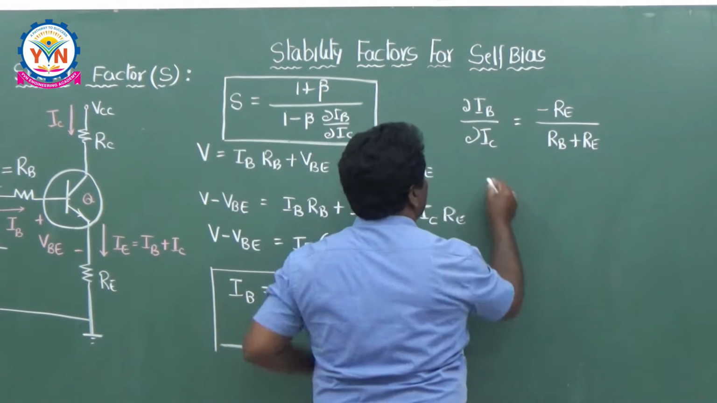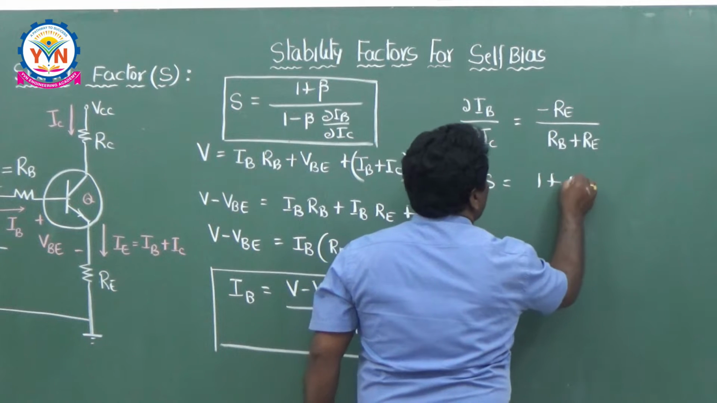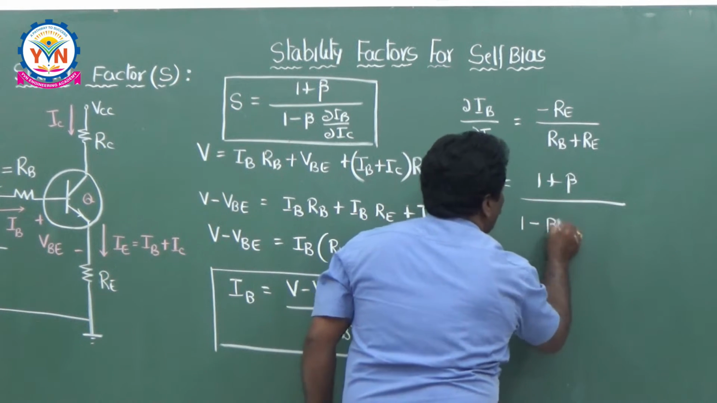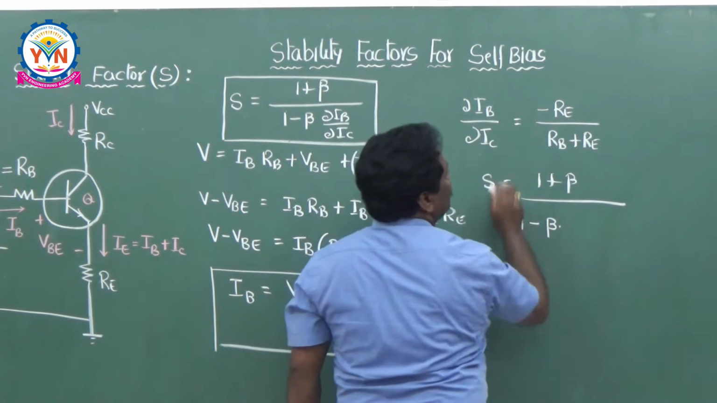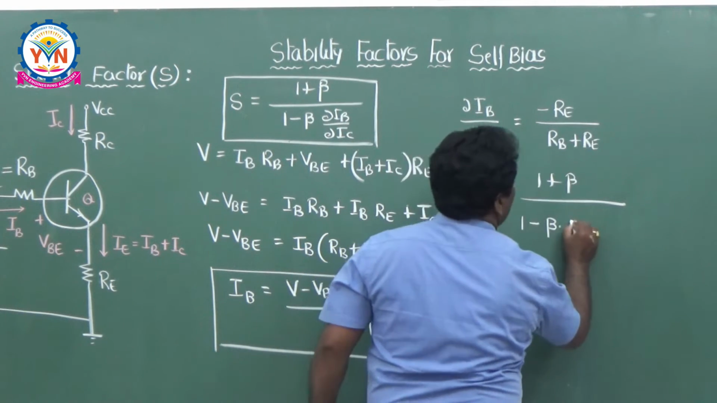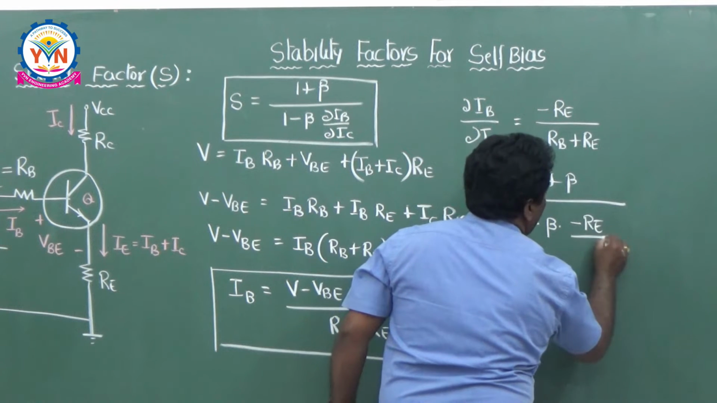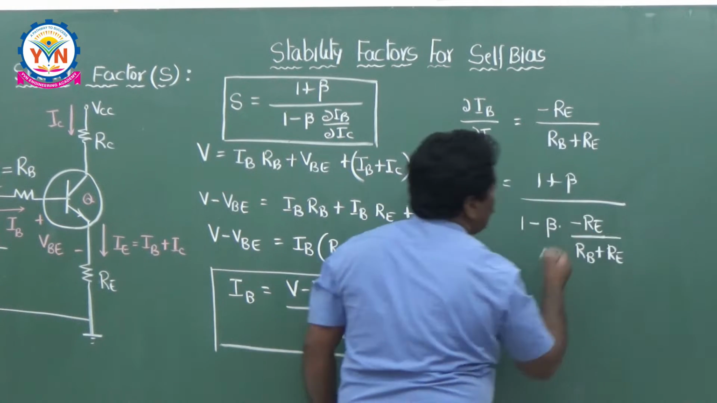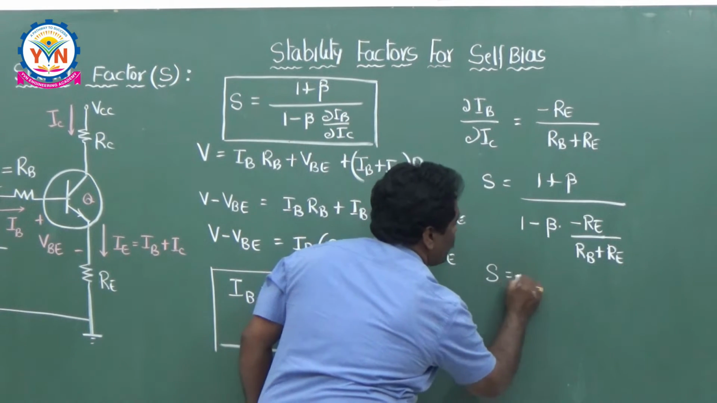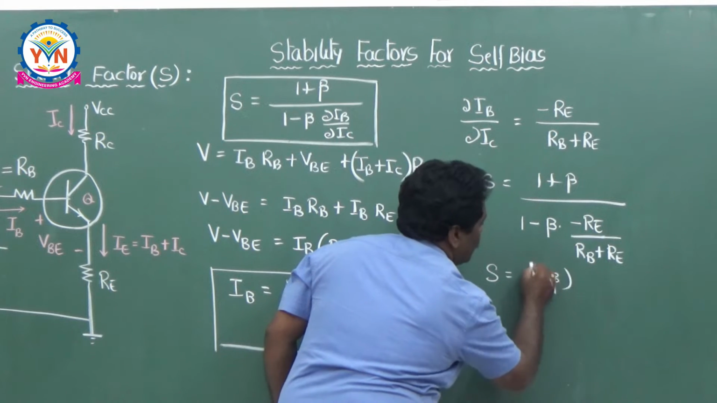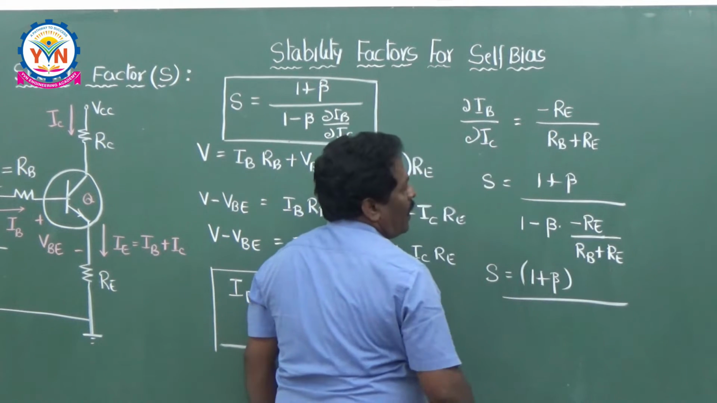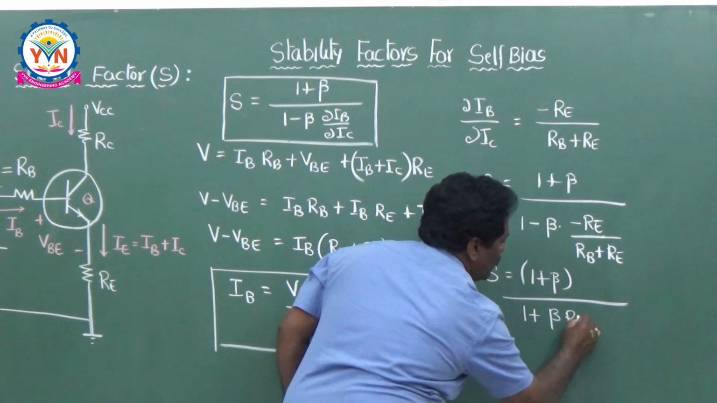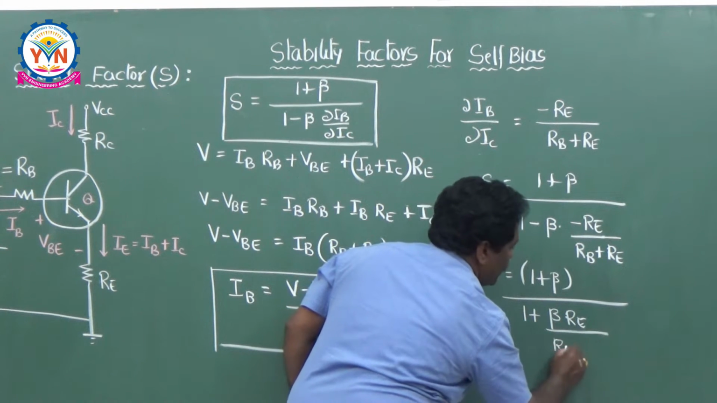Therefore, what is the value of S? S is equal to 1 plus beta divided by 1 minus beta into dou IB by dou IC. What is dou IB by dou IC? That is minus RE by RB plus RE. Minus and minus becomes plus. Therefore, S is equal to 1 plus beta divided by 1 plus beta times RE divided by RB plus RE.